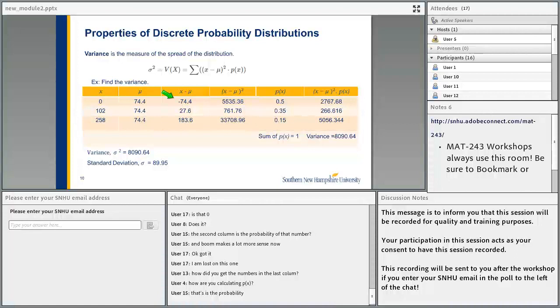The third column, I'm subtracting the first two columns. So x is 0, mu is 74.4. When I subtract, I get negative 74.4. Again, 102 minus 74.4 is 27.6. So I'm doing x minus mu. Next, x minus mu squared. I'm just squaring the values in my third column. So squaring 74.4 is 5535.36.